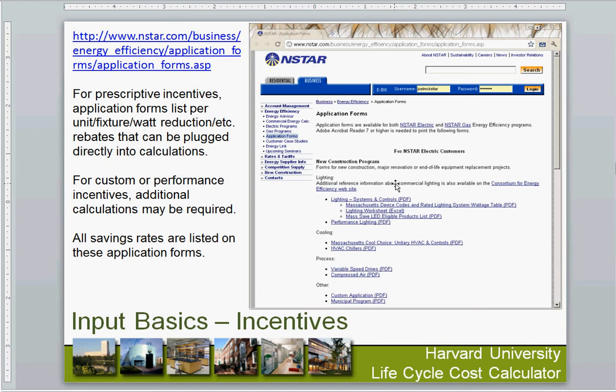They do update these fairly regularly, at about an annual basis. For instance, our lighting power density savings just went up 20% per watt saved, which is good. So it's always good to check in and look at what's available there.